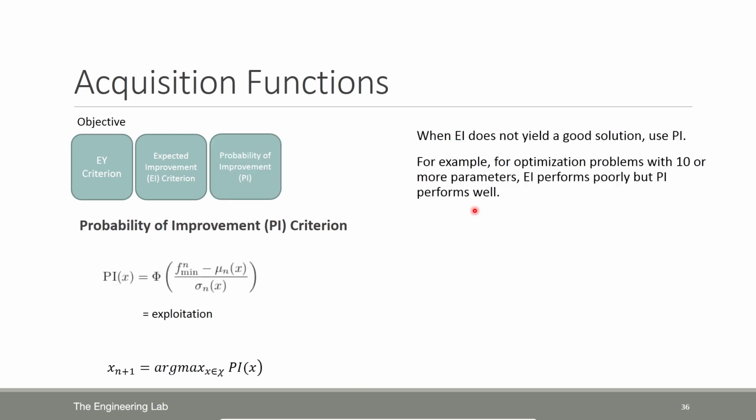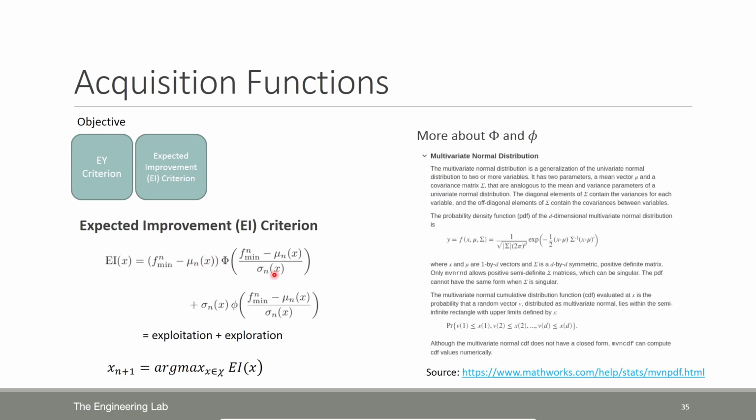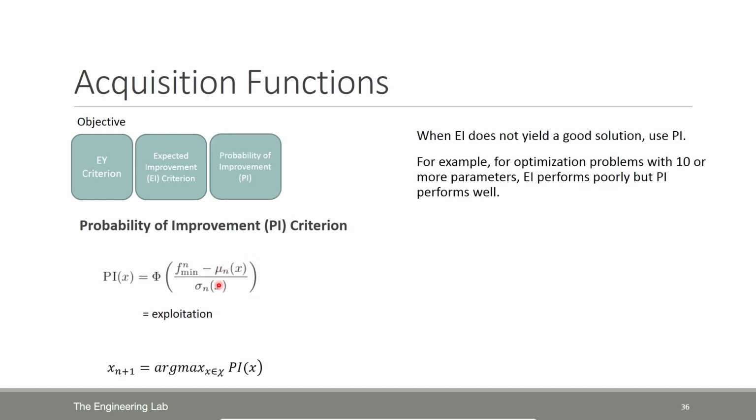And now there's a second acquisition or a third acquisition function I want to go over. This one's called the probability of improvement criterion. So here, you'll notice that this expression here is actually part of the EI criterion, but it's using information from both the variance and the mean function. But here, think of it as only taking into account exploitation.